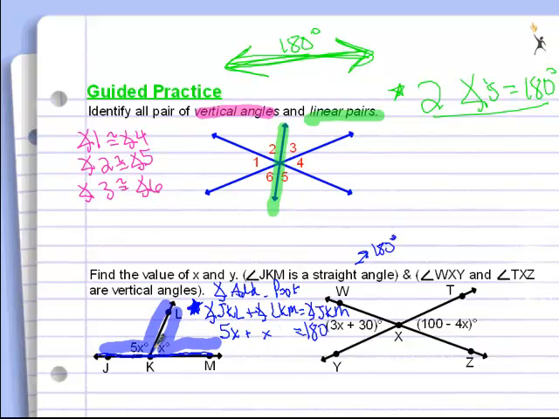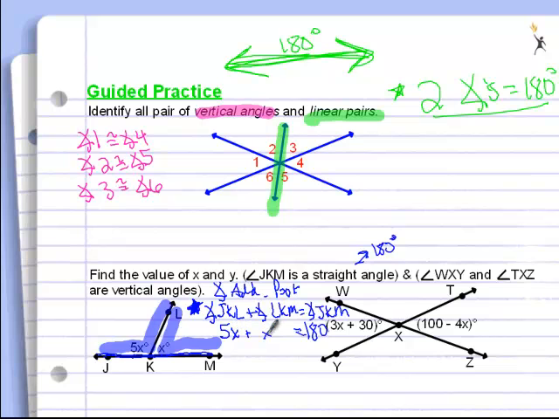They told me that JKL was 5x, so I replaced JKL with 5x, or I substituted it. LKM, they told me was x, so I substituted x for LKM. They told me that JKM is a straight angle. I already knew that a straight angle meant 180 degrees, so I substituted 180 for JKM. Now I have an equation that I can solve. This is where your algebra kicks in. Notice so far we've been using geometry. Now we're going to use the algebra we have to solve the geometry problem.